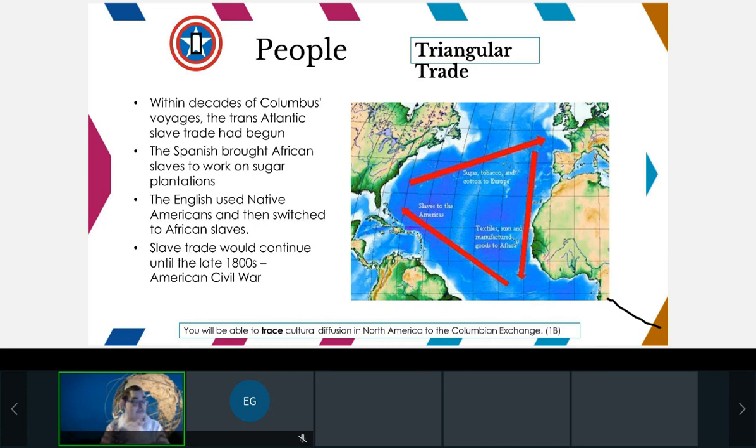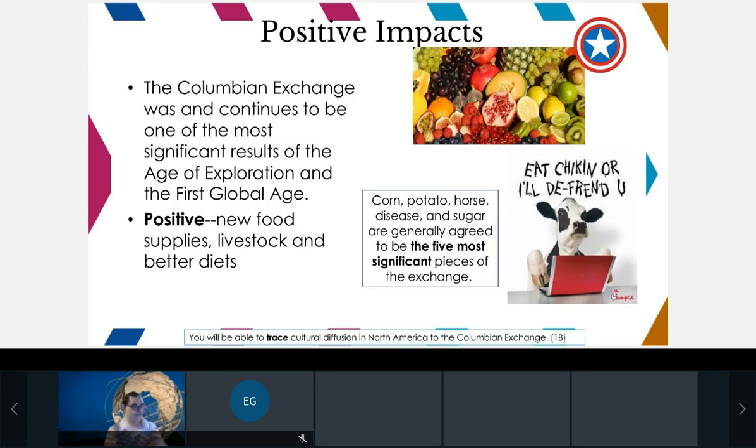All right, moving right along. Let's go to the next one. Eve, can you move the slide? Thank you. Okay, so positive and negative impacts of the Columbian exchange. The Columbian exchange continues to be one of the most significant results of the age of exploration. The positives: new foods, livestock, better diets. Okay, what are some of the negatives?